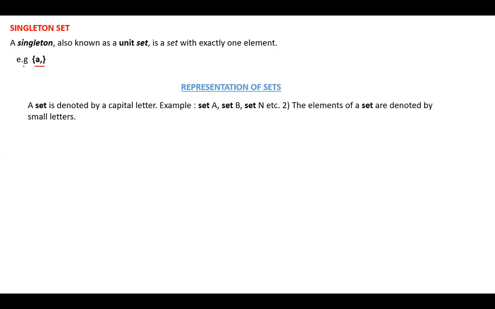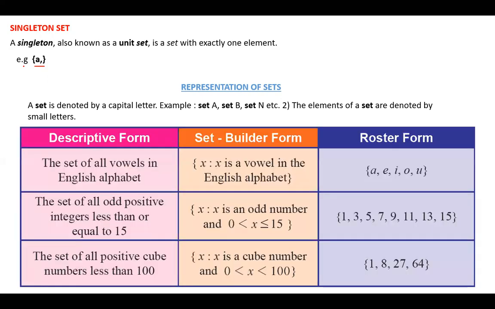Yeah, sets are denoted by capital letters mostly, and then the elements are denoted by small letters. I'm sure most of us know about this one. So this is how you represent sets. You can just describe them. You can see here, the description form simply means you can just describe.